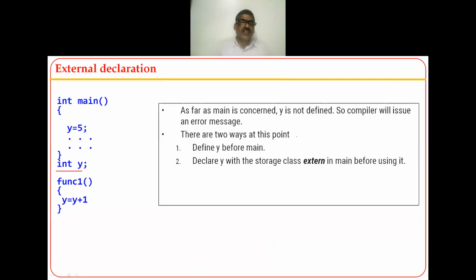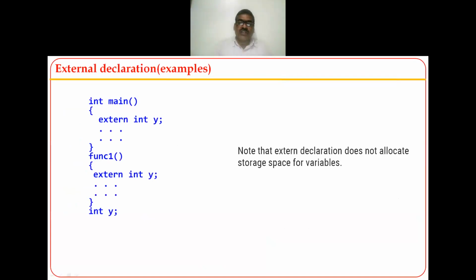So there are two ways at this point. One way is to define y before the main function, and another is to declare y with the storage class extern in main before using it. So there are two different approaches we can use to avoid that particular error. So int main, and here extern int y, so in the function you can declare extern int y.